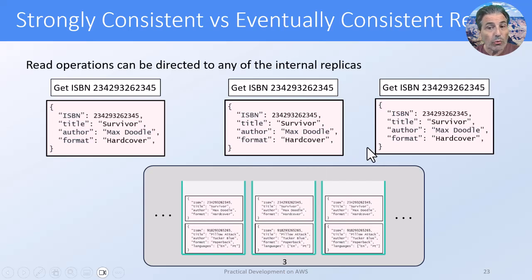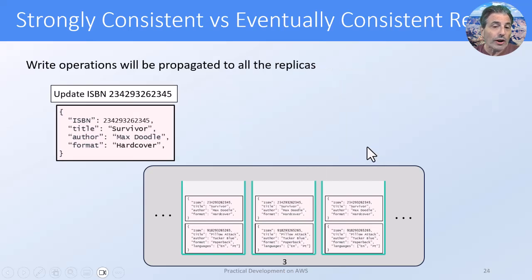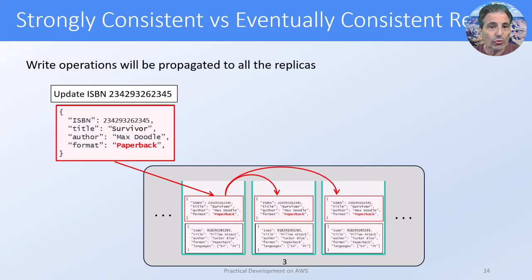That's great. Now what happens on a write? If I'm doing a write operation, so let's say I have to do an update on this particular record. Well, that write's going to initially happen on one partition, and DynamoDB is going to very quickly replicate to other partitions. But remember, very quickly is not the same thing as instantaneous.